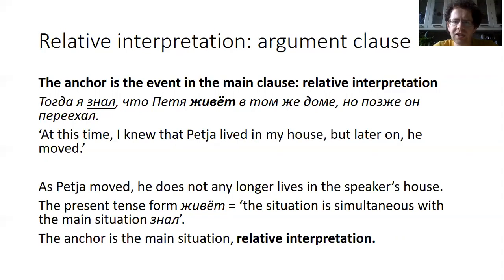By contrast, the relative interpretation is usual for argument clauses or complement clauses, where the embedded clause corresponds to a particular valency slot of the main predicate. For instance, тогда я знал, что Петя живет в том же доме, но позже он переехал. At this time, I knew that Petya lived in my house, but later on, he moved. So as Petya moved, we cannot say that he lives in the speaker's house at the moment of speech. But the present tense form живёт is used in the embedded clause. Why? Because the situation is simultaneous with the main situation. So the anchor for the tense use and interpretation is the main situation. Живёт is simultaneous to знал. We can speak here about the relative interpretation of the embedded clause tense живёт.